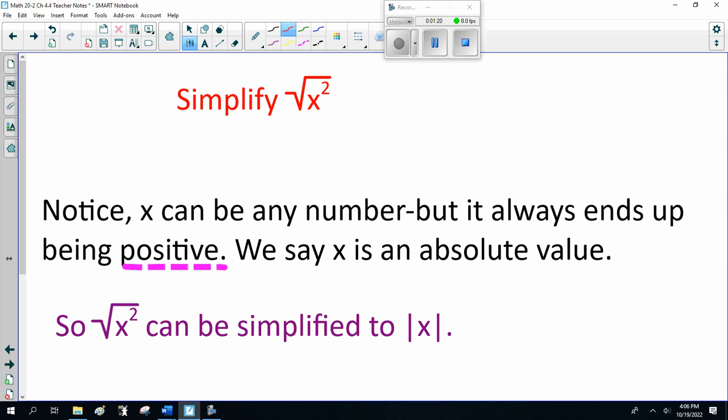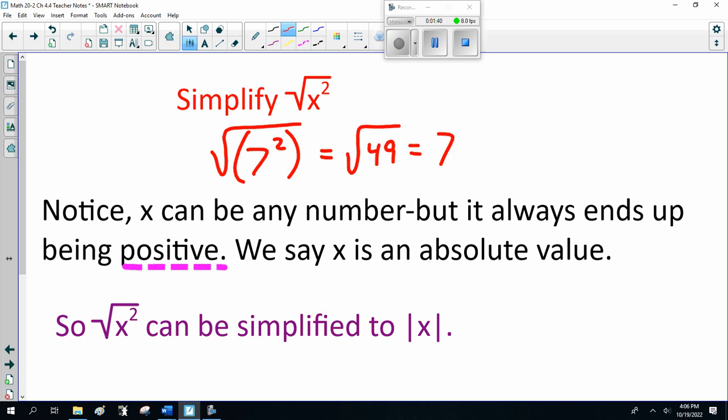What I mean by that is take a number, 7, square it, and then square root. That is the square root of 49, which is 7. However, what is minus 7 squared? That equals 49. We take the square root of that, we get plus 7. So this is what I mean by the number always ending up positive.